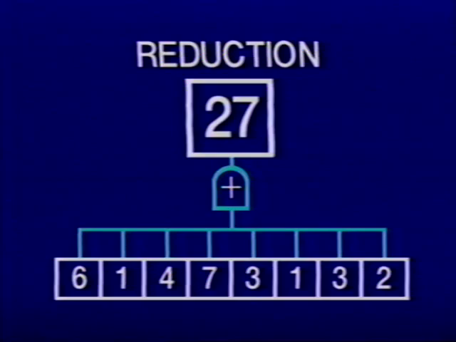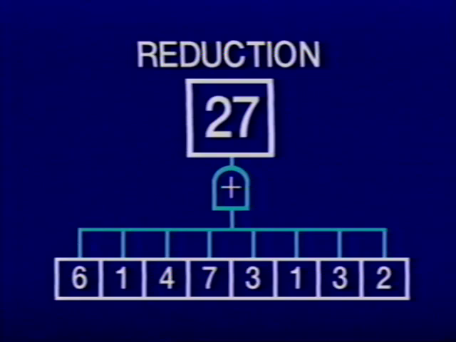Reduction is another very common operation that is essentially the inverse of broadcasting. In broadcasting, you take a single value and make copies for all of the processing elements. In the case of reduction, each processing element has a value, and you're trying to accumulate a single result by combining them in some interesting way to produce a single result.